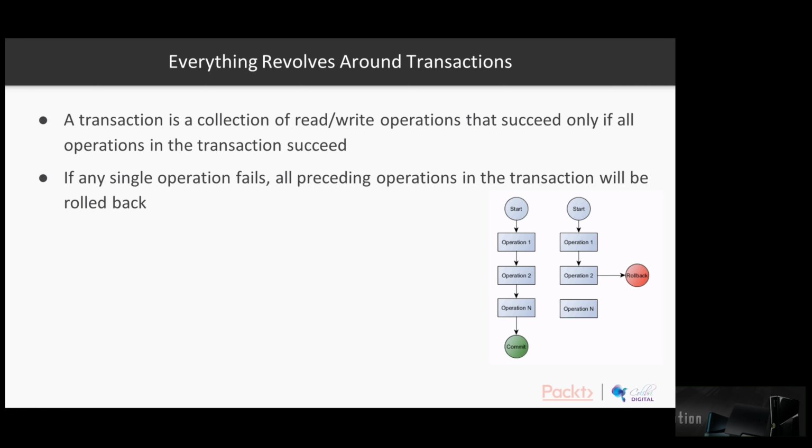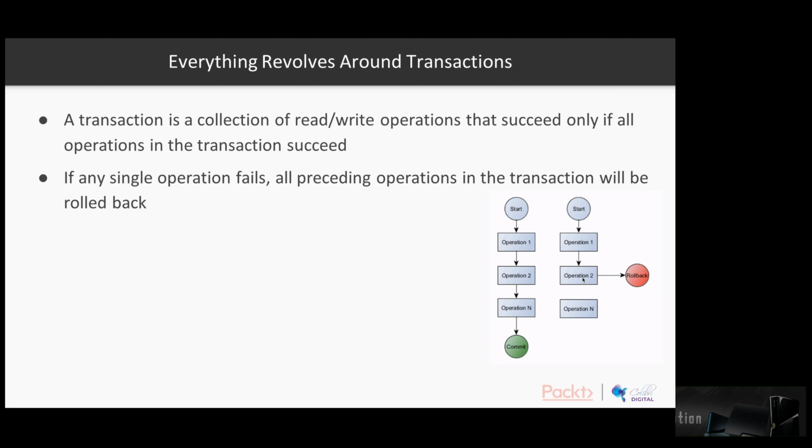And if any of those single operations fail, all preceding operations in the transaction will be rolled back. We can see an example of that here in this diagram. In the first transaction, all of these operations, 1 to n, occur and they all succeed, and then there's a commit, and that makes those transaction operations available to other operations.